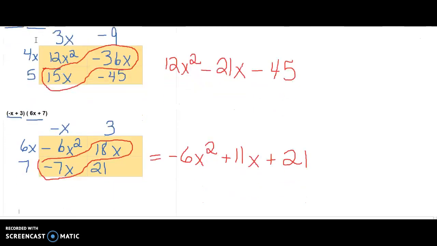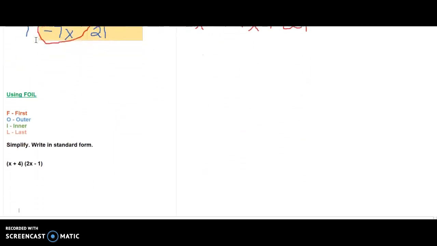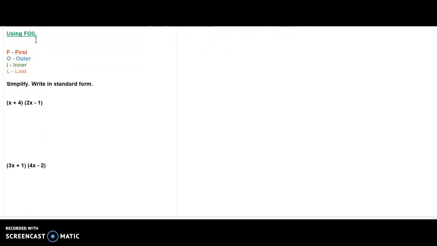The last and most common way that folks learn how to multiply binomials is using the FOIL method. So FOIL means first, outer, inner, and last. So let's take a look. That means that we are going to start by multiplying together our first terms. Our first terms in this case are the first numbers in our sets of parentheses. So first is x times 2x.